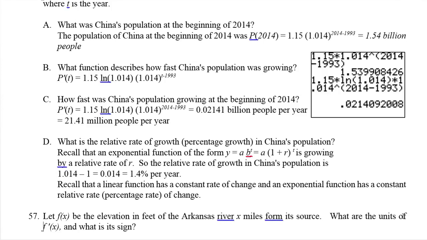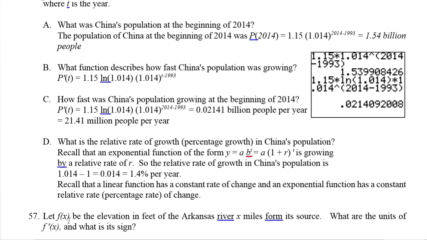Okay, let's think about this. Let's think about the units first. Well, the units of a derivative are the units of the output of the function divided by the units of the input. So it's f units over x units. f is measured in feet, feet above sea level, right? And then x is measured in miles from the source. So it'll be feet of elevation per mile from the source, so feet per mile.